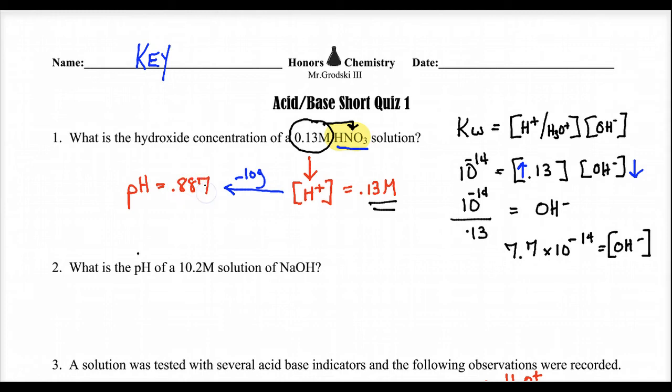People say a pH of 0.87, that doesn't sound right. What do you mean? It's a real number. It's between what? 0 and 1. Definitely a possibility. Okay, so that's the pH of my H+. Now I was looking for the hydroxide concentration.